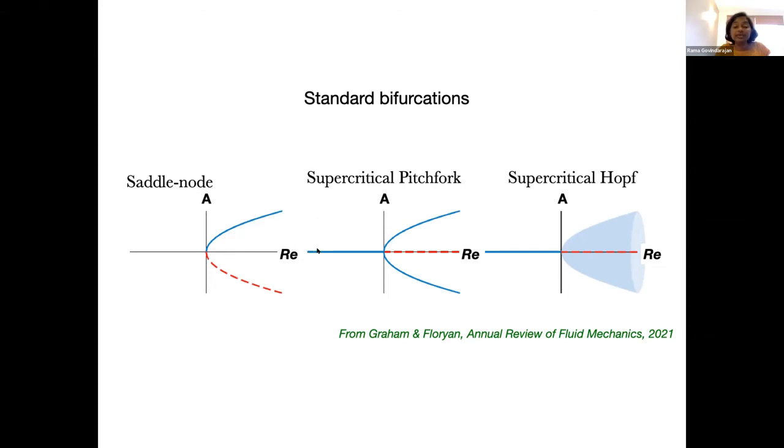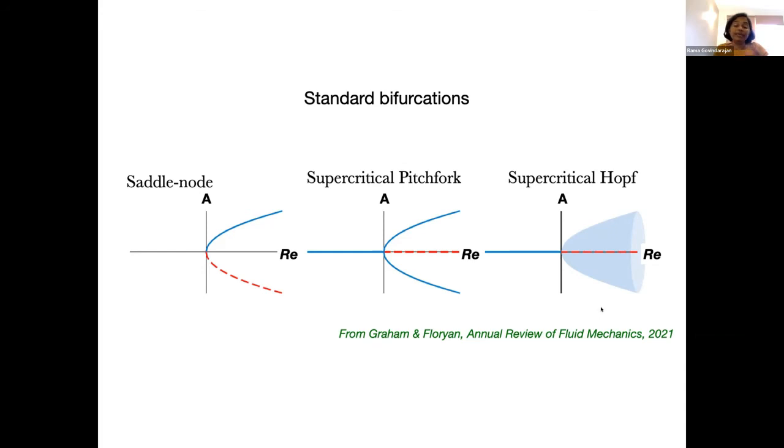Supercritical pitchfork: this solution was stable, the amplitude equal to 0. Let's call it laminar because we're measuring amplitudes as deviations from the laminar state. This was stable, and then that became unstable after a certain Reynolds number, and two other stable branches appeared at this place. So that's called a supercritical pitchfork.